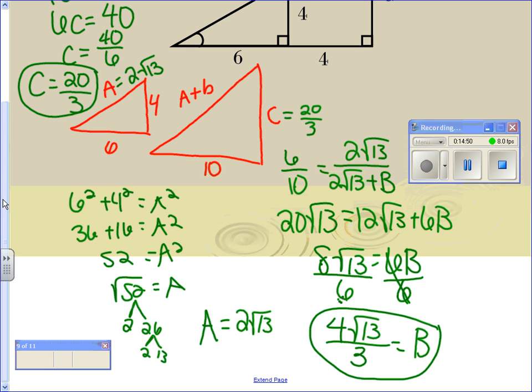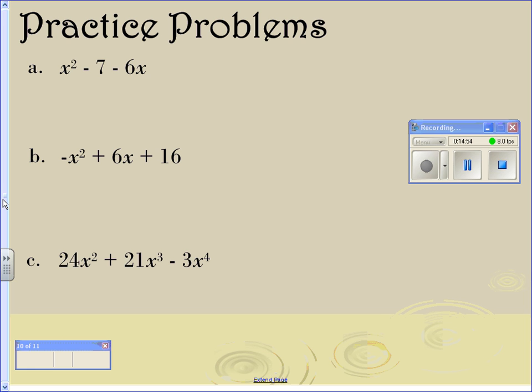Any questions on these? Okay? See if you can factor these three.